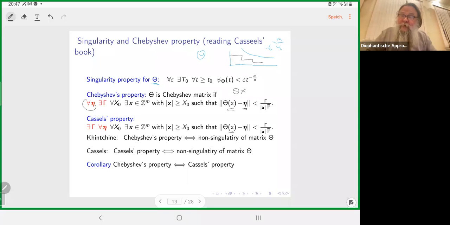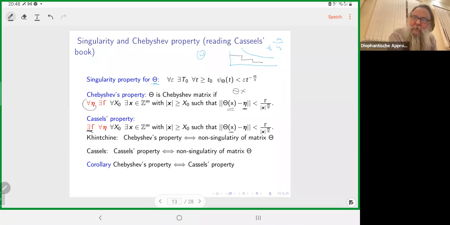Sometimes I am reading or rereading well-known books. And once upon a time, while reading Cassels' book, Introduction to Diophantine Approximation, I realized that this Khintchine theorem is formulated in Cassels' book in a different manner. In Cassels' book, the constant gamma is universal. So the quantification has a different order.